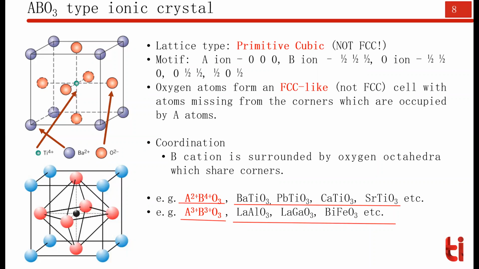B is basically your position where your cation is surrounded by oxygen octahedra, right? So your B site is the titanium site. Let me mark it.